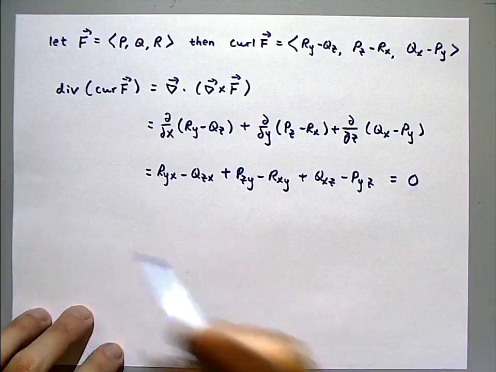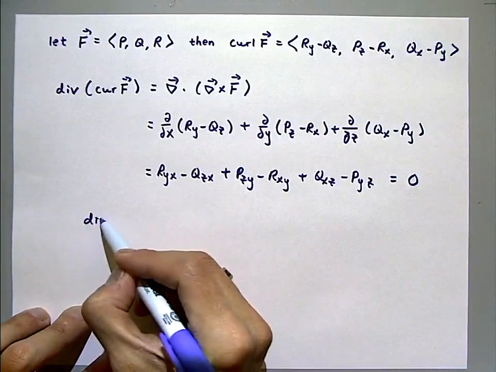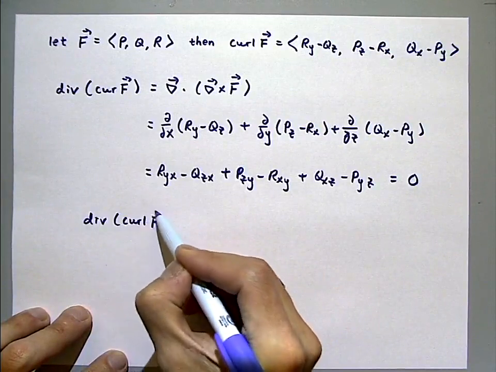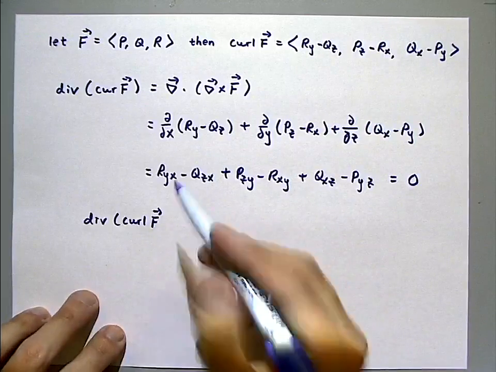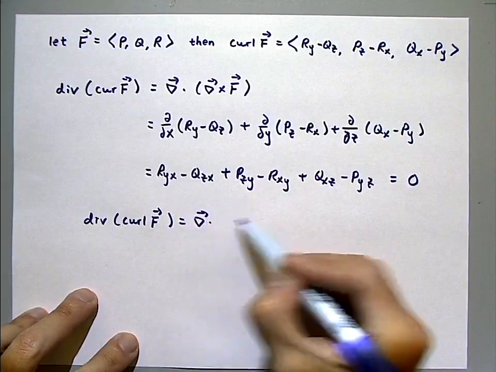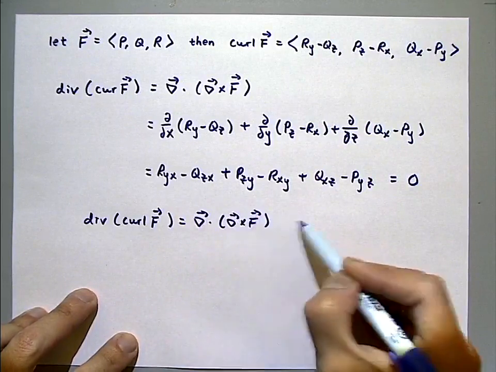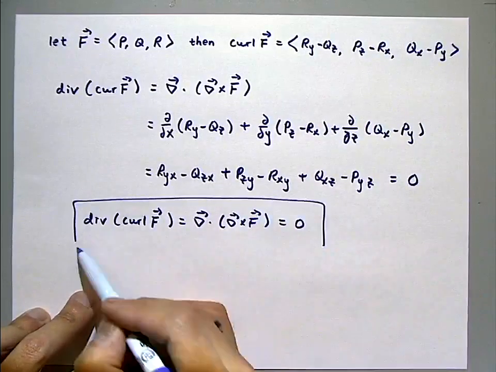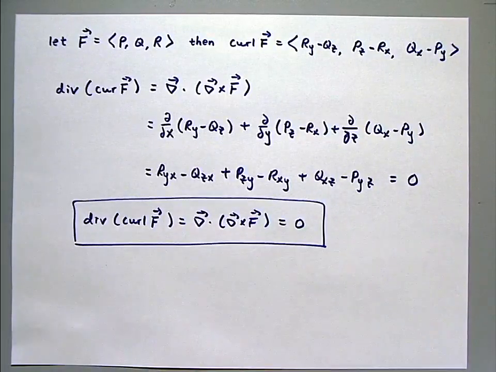So that's another important identity here. The divergence of the curl of whatever vector field, conservative or not, it doesn't matter, del dotted with del cross something, is always equal to 0. Okay?